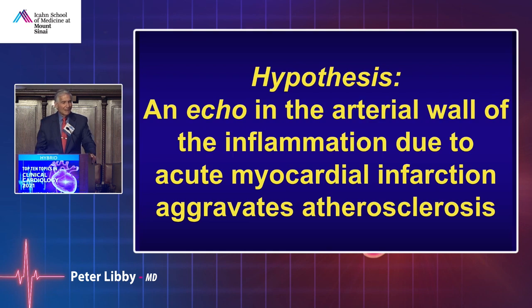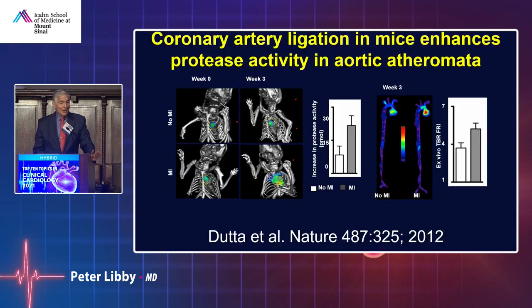So a follow-on hypothesis was posed by Philip Swirsky and Matthias Nahrendorf that one of the remote stimuli for boosting atherosclerosis could be myocardial infarction itself, which is a very hot nidus of inflammation. And so the hypothesis was that you can get an echo in the arterial wall of inflammation due to acute myocardial infarction, and that will aggravate atherosclerosis. This study was magnificent, carried out by Partha Dutta, who was a postdoctoral fellow in the group of Phil and Matthias, and he's now doing very well as a faculty member in Pittsburgh.